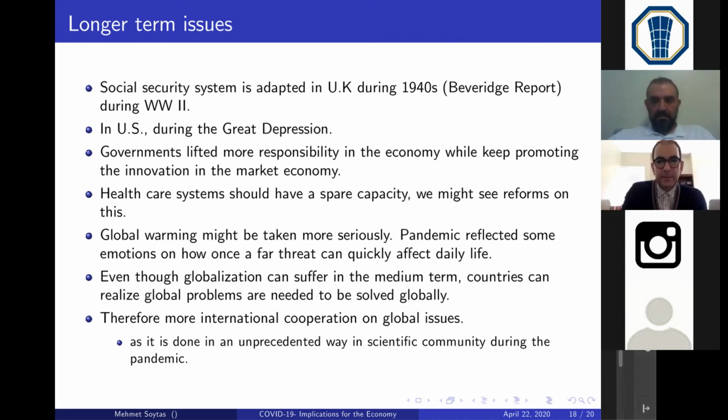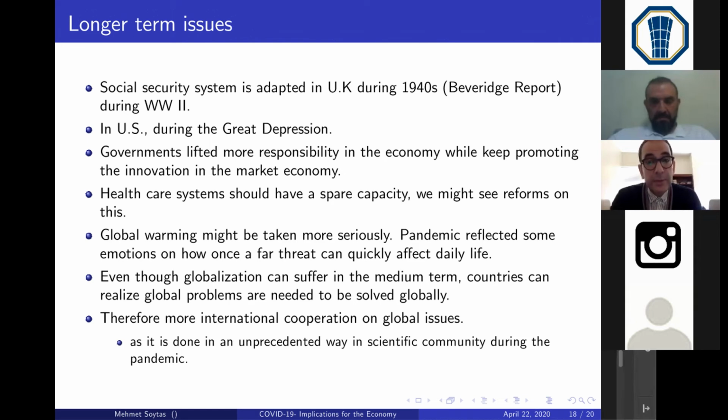Yes. Sure. So, for instance, the social security system in the UK was developed during the Second World War. As I said, the social security system came after a kind of shock. In the United Kingdom, it came with the Beveridge Report. In the United States, it came with the Great Depression of the early 1930s.